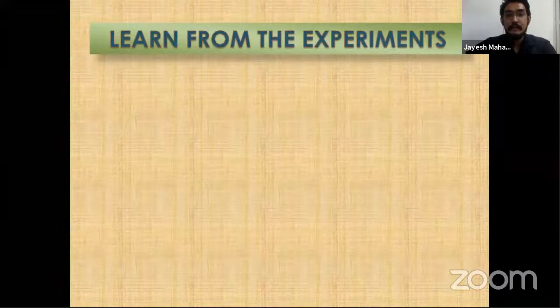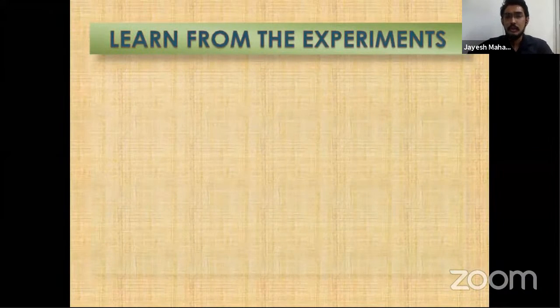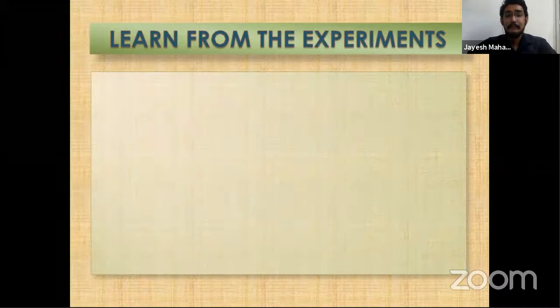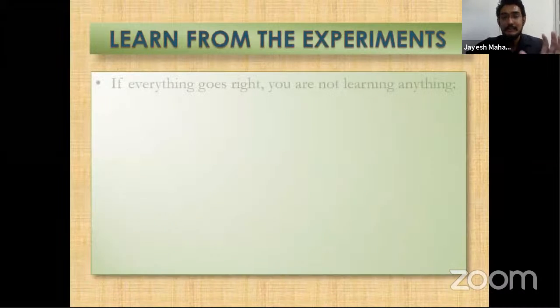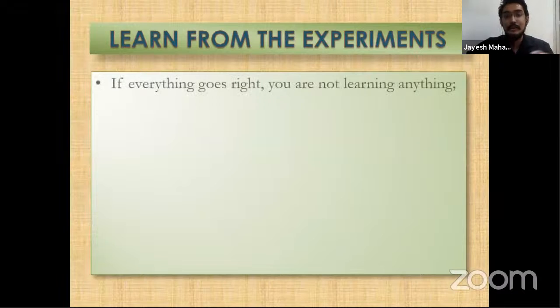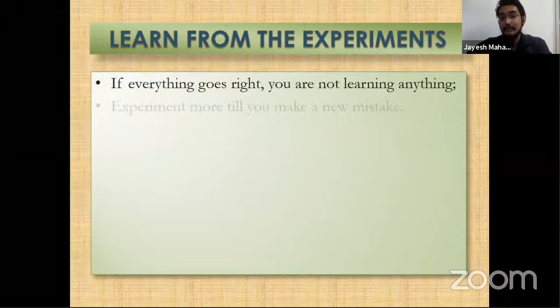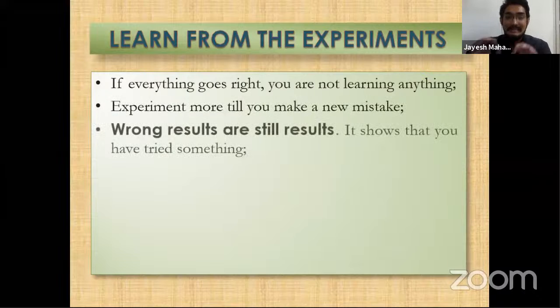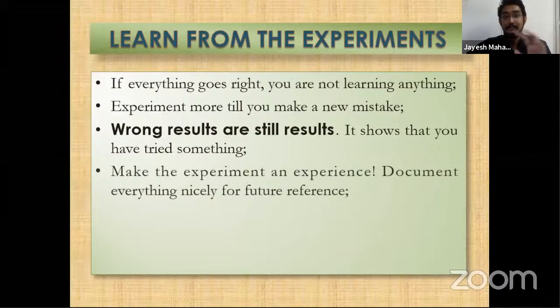And what I would like to tell you is learn from the experiments. So do a lot of experiments. If everything is going right in your season, then trust me, you're not learning anything. Experiment more till you make a new mistake. Wrong results are still results. So it shows that you are actually trying something new. So yes, always try to find a new mistake in your process, and make the experiment an experience.